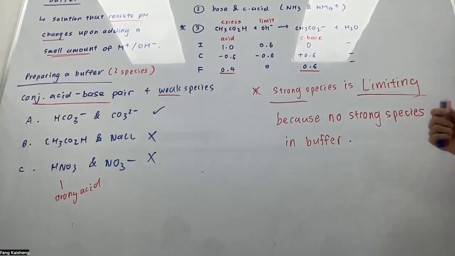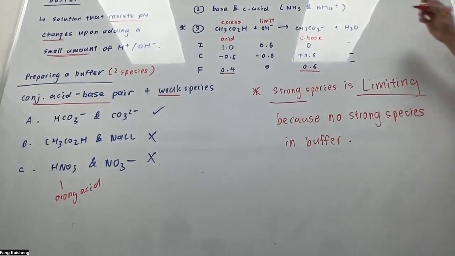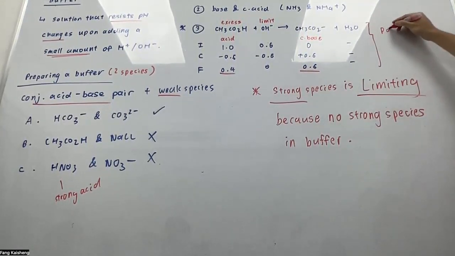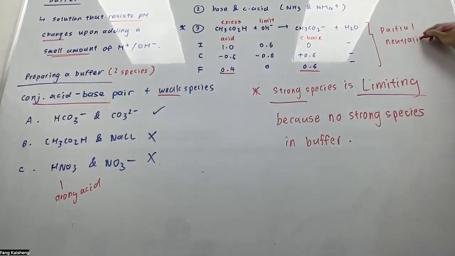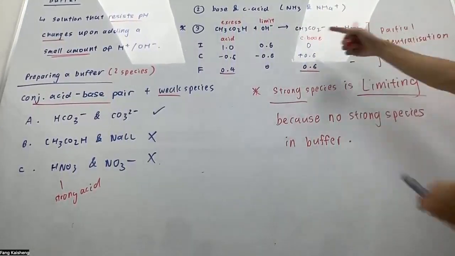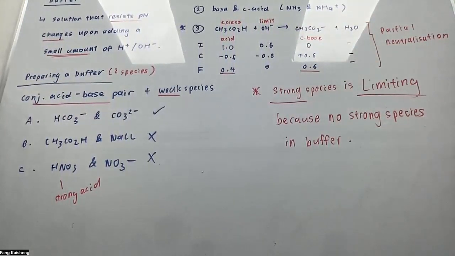So as you can see, guys, there are three methods. This method, you can highlight the title, it's fancy, it's called partial neutralization. Because are you neutralizing the whole one mole? No, right? You're only adding a bit. So that's why it's called partial neutralization.